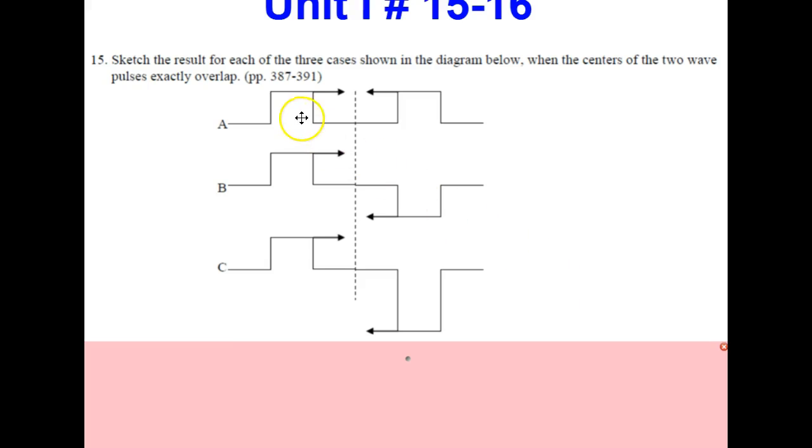Let's start with A. We have two pulses that are in phase because we have a crest that is moving to the right and a crest on the right that is moving to the left. And it wants to know what the result would be for the superposition of these two pulses when their centers are lined up on this dashed line right here.